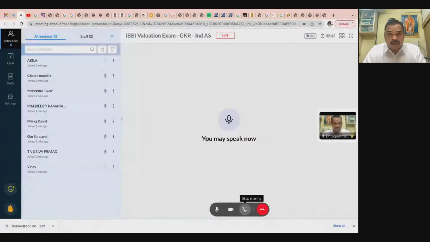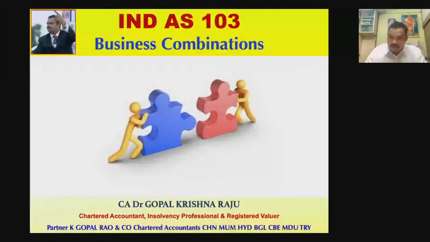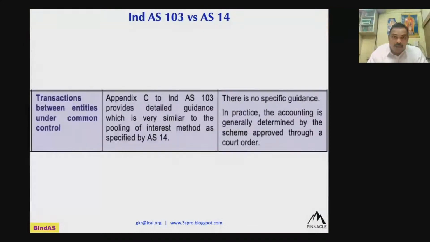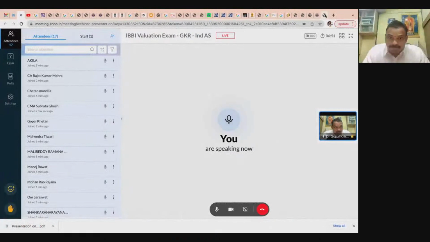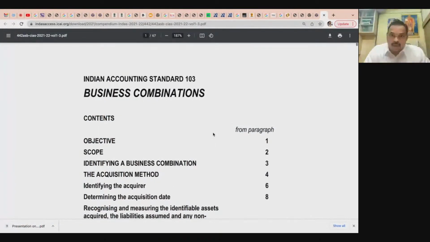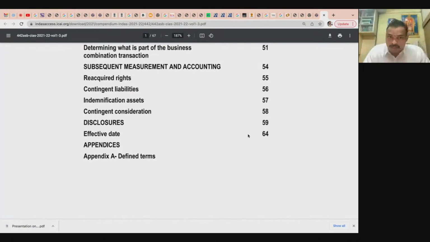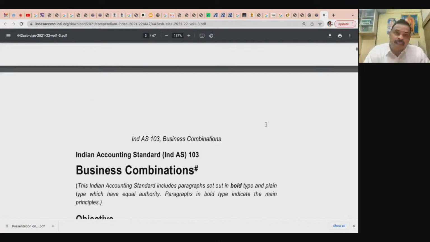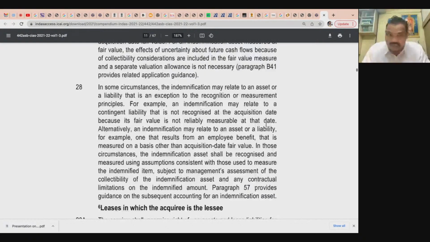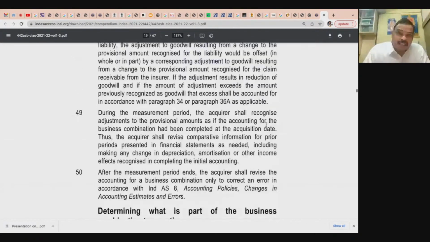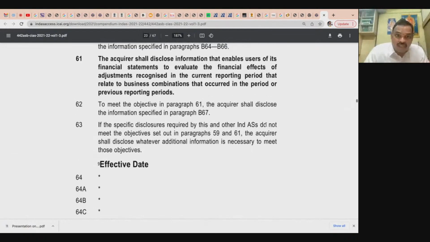So let me now take you to Indian Accounting Standard 103. This is a very interesting standard. Let me start with the topic here. This is your standard 103. Now I want to make one observation here. Please look at this. This is actually 63 paragraphs only. 103 has only 63 paras. And the definitions are in Appendix A. So it's only 63. That's it.